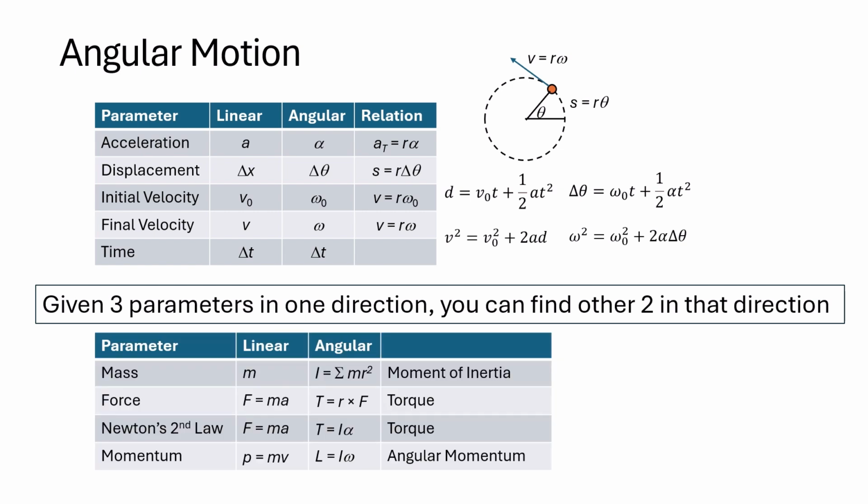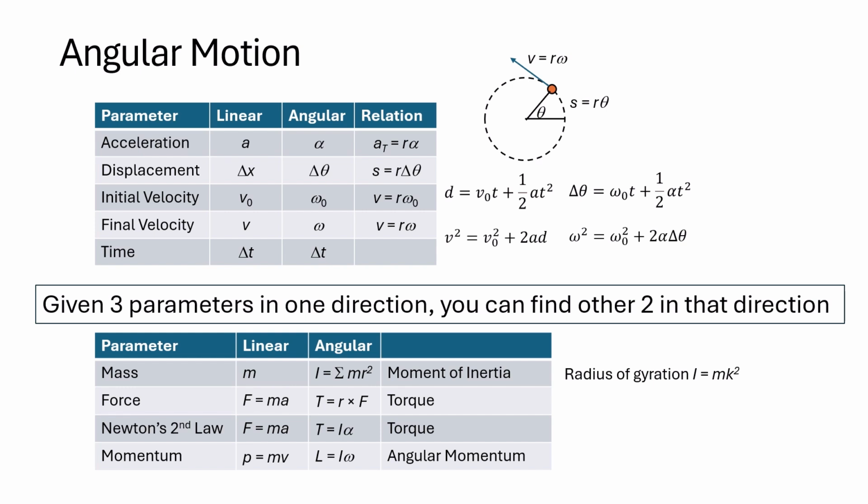Mass and force have equivalent terms for rotating objects. Rotational mass is called the moment of inertia I and describes how mass is distributed around an axis of rotation. The average radius that gives the equivalent resistance to motion, as if all the mass were located there, is called the radius of gyration. A force that causes rotation is called a torque. Newton's second law and momentum have angular versions.